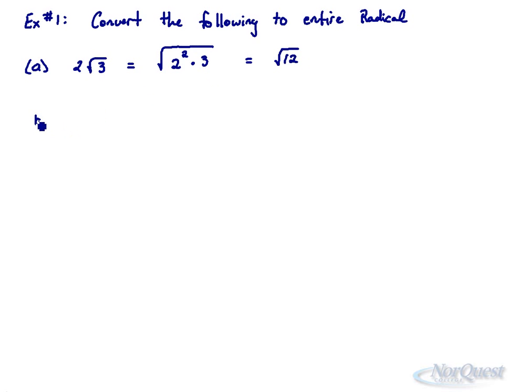Let's look at a second example. 3 cube root 5. Same process. Raise the coefficient to the index. In this case, since it's a cube root, it'll be 3 cubed times 5. Work out what 3 cubed is. Well, that's 27 times 5 should give you the cube root. Don't forget your index all the way through. Cube root of 135.